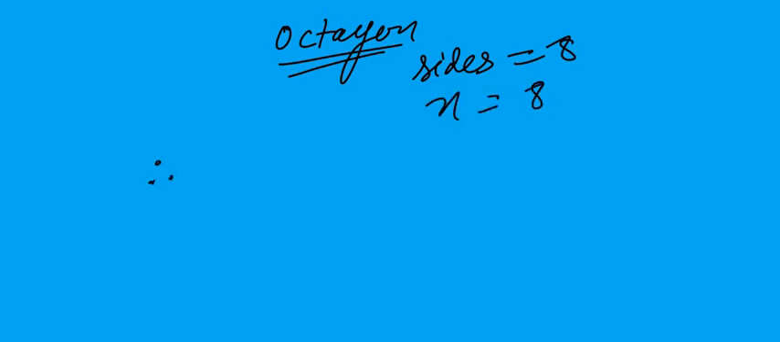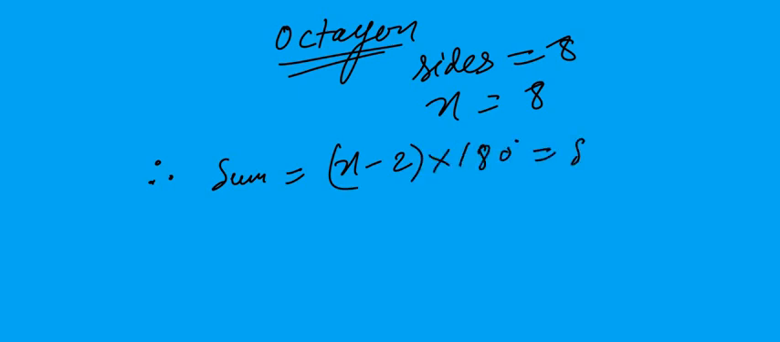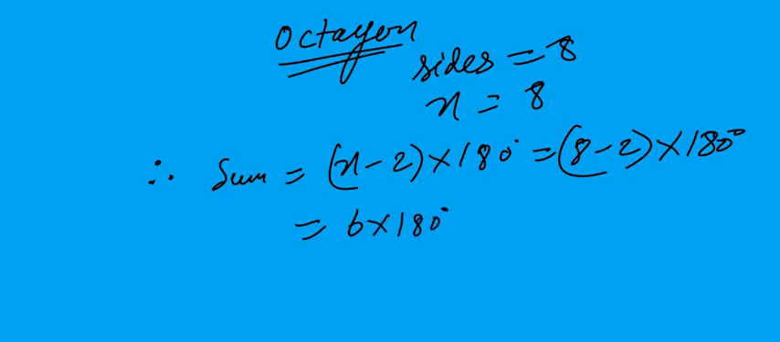For the sum of all the interior angles of a regular polygon, we have the formula: sum of interior angles is n minus 2 into 180 degrees. So what will you put? 8 minus 2 into 180 degrees. So it will come 6 into 180 degrees. When you solve it, it will come 18 into 6, and we have to put the 0. So 18 into 6 will be what? It will come 108. So 1080 degrees will be the solution, because it is a regular octagon.